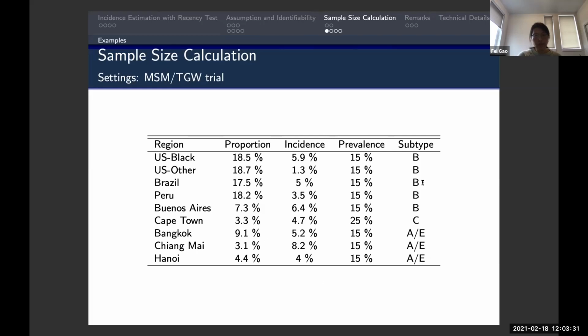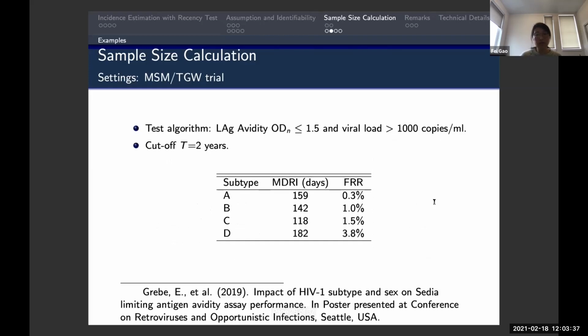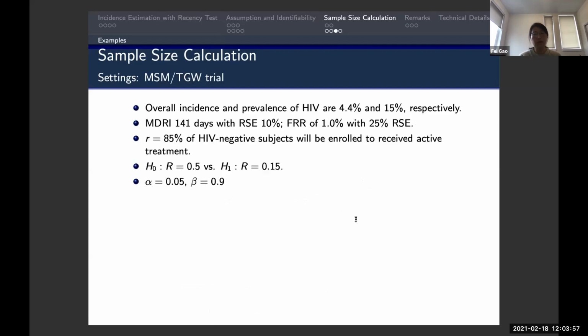And those different regions are associated with different subtypes of HIV. And for recency tests, usually it performs differently in different subtypes. So for example, for this test algorithm, their MDRI and FRR are quite different in different subtypes. Based on all this information, we're then able to come up with the key parameters we'll need to calculate the screening sample size. The overall incidence and prevalence in this population is 4.4% and 50%. And the overall MDRI is 141 days, and the FRR is 1.0%.